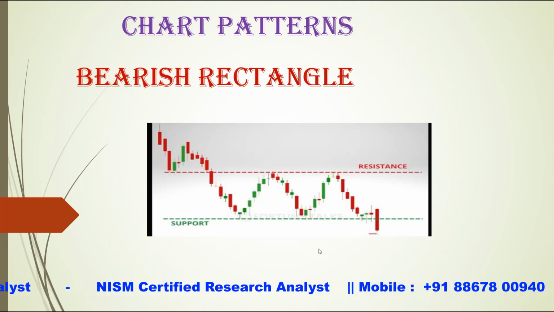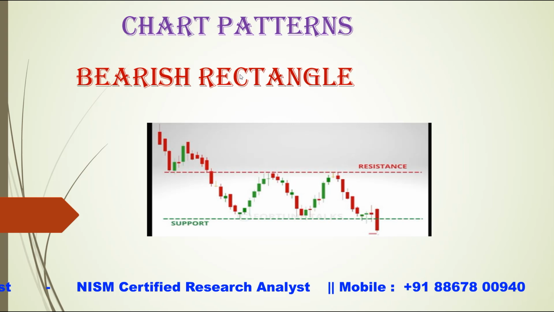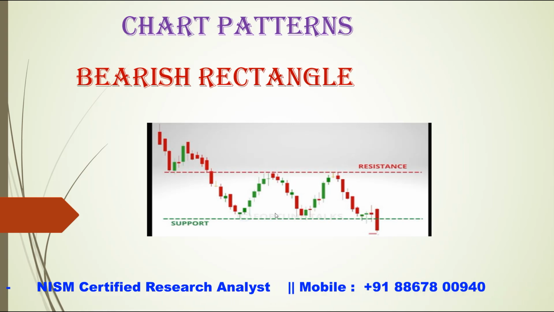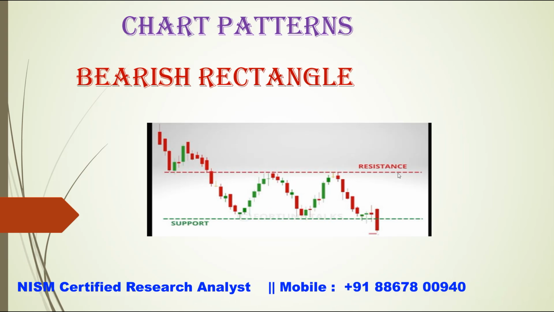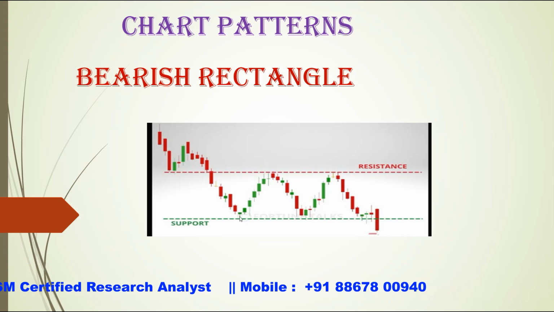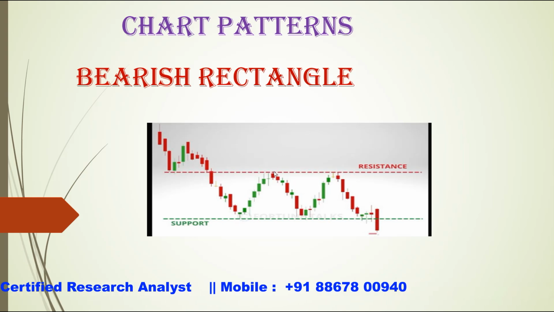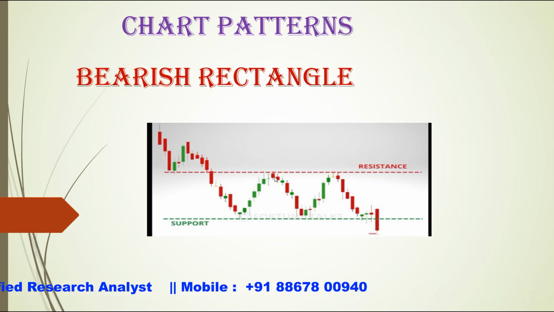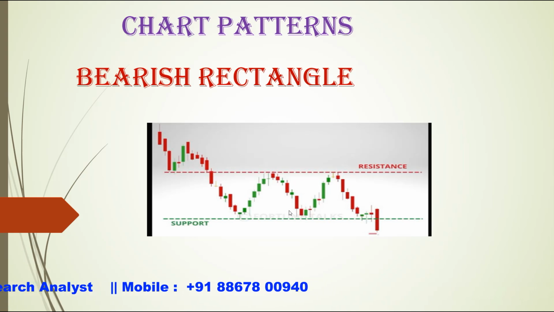Next we can see one more pattern, that is the rectangle pattern. In the rectangle pattern there is a bearish rectangle and also a bullish rectangle. This is the rectangle: that is a resistance level, and this is the support level. Price will come to the support and again it will go and touch that particular resistance level. Again from that level we can see there is selling pressure. This is the level where the buying zone is. So this will form a rectangle.